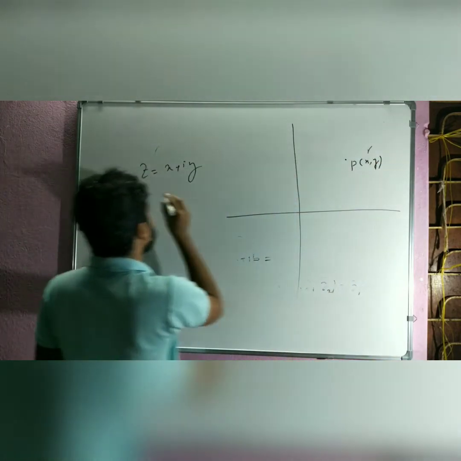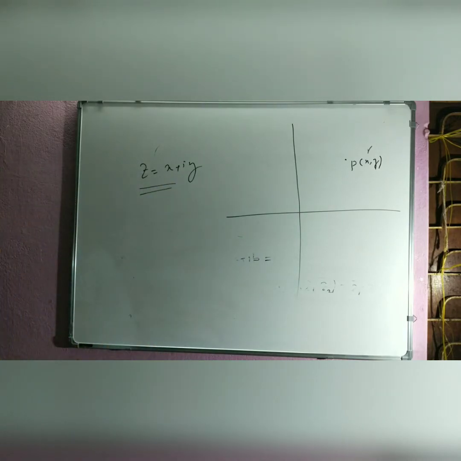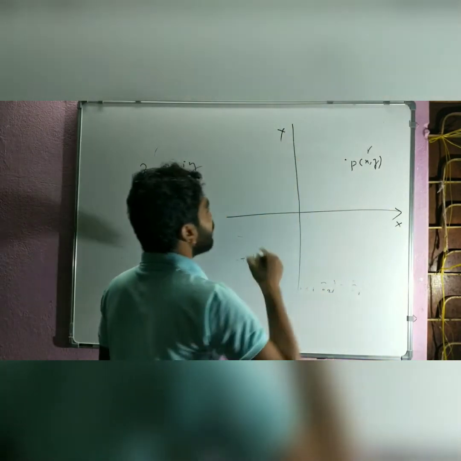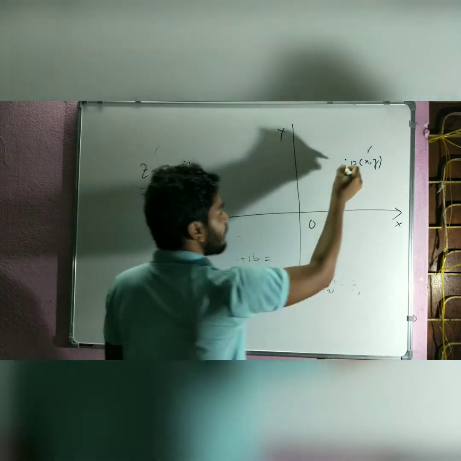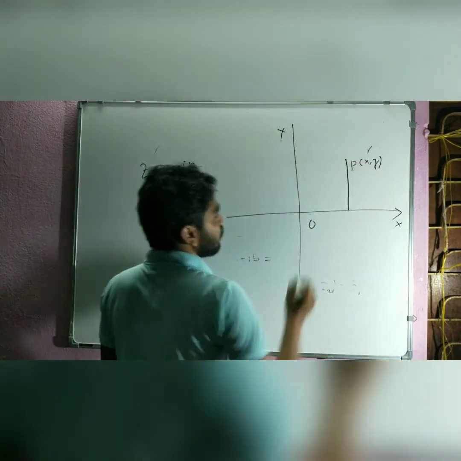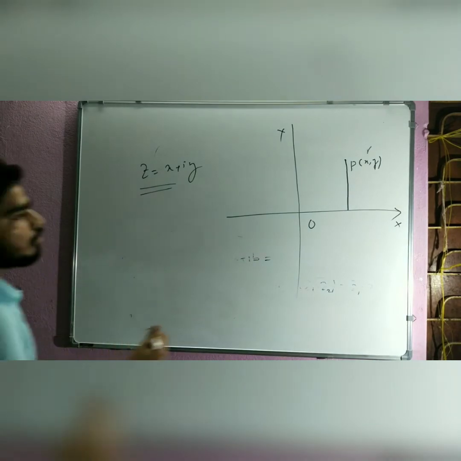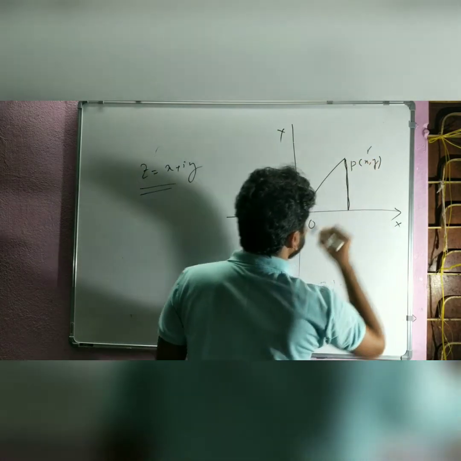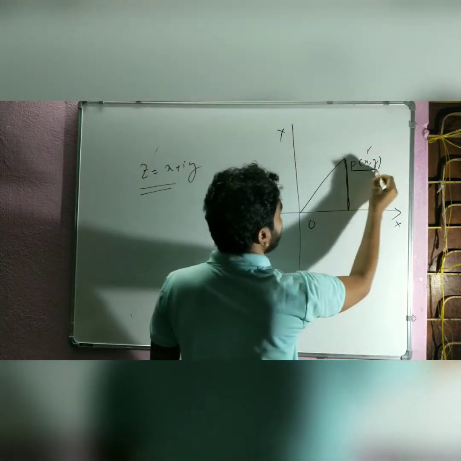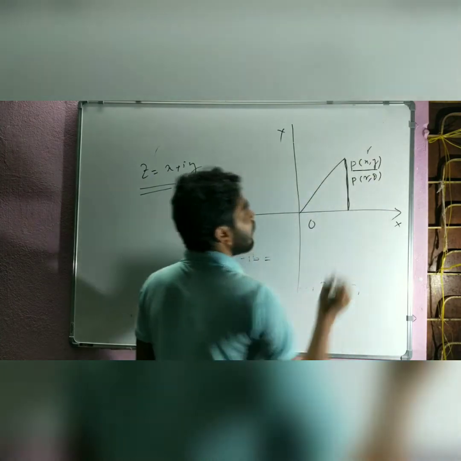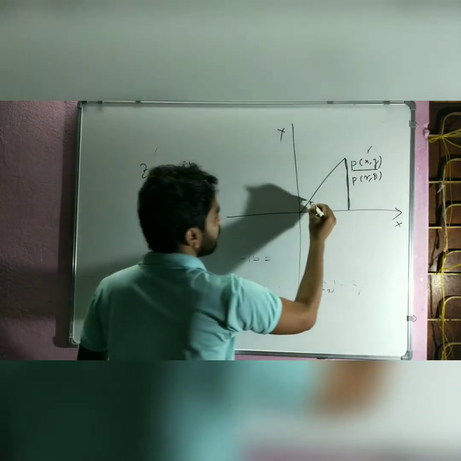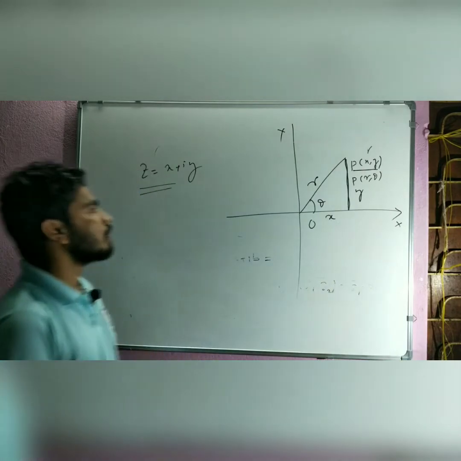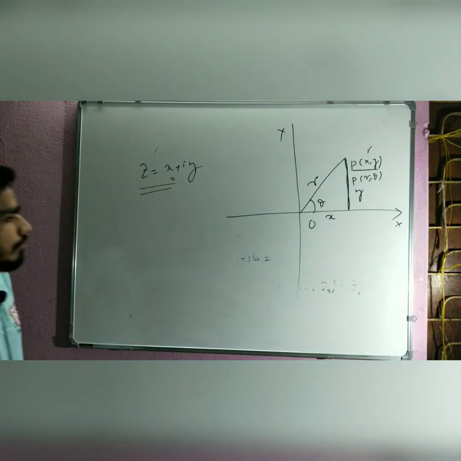P is any point, then z equal to x plus iy is the complex number. This is the real axis and this is the imaginary axis. Then I draw a perpendicular line through P to the real axis OX, and we draw the line OP. Here P(x, y) is the Cartesian coordinate and P(r, theta) is the polar coordinate. This is theta, this is r, this is x and this is y.